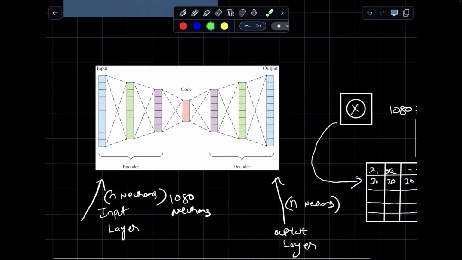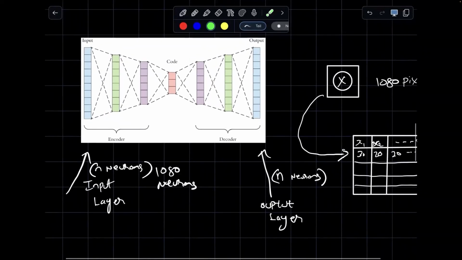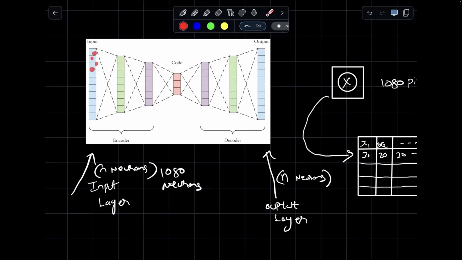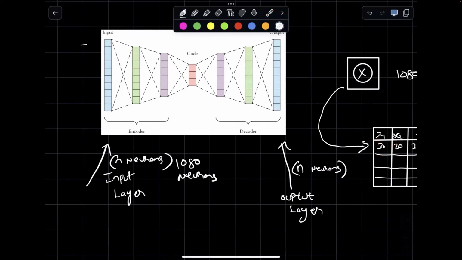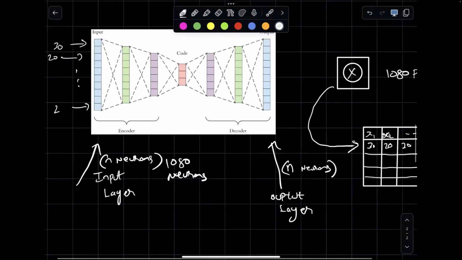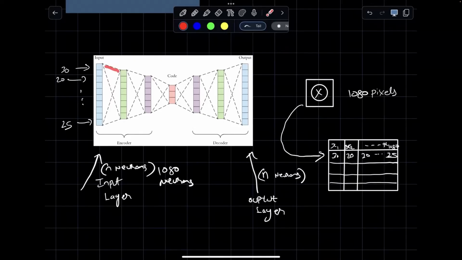Observe the intuition behind this. Initially, I have 1080 neurons, and the values 30, 20, 25 will go here and pass through forward propagation, which you know. Here I have a lesser number of neurons. It will always be in the same structure: the number of neurons will always be less than the previous layer in the encoder phase. There are two phases in an autoencoder, one is the encoder phase, the other is the decoder phase. We will understand why it is called like that.